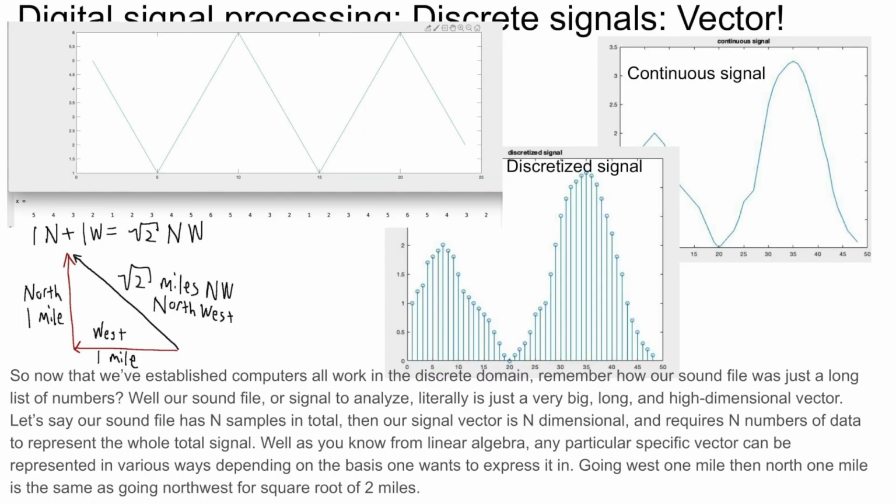So now that we've established computers all work in the discrete domain, remember how our sound file was just a long list of numbers? Well, our sound file, or signal to analyze, literally is just a very big, long, and high-dimensional vector. Let's say our sound file has n samples in total, then our signal vector is n-dimensional and requires n numbers of data to represent the whole total signal. Well, as you know from linear algebra, any particular specific vector can be represented in various ways depending on the basis one wants to express it in. Going west 1 mile, then north 1 mile is the same as going northwest for square root of 2 miles.